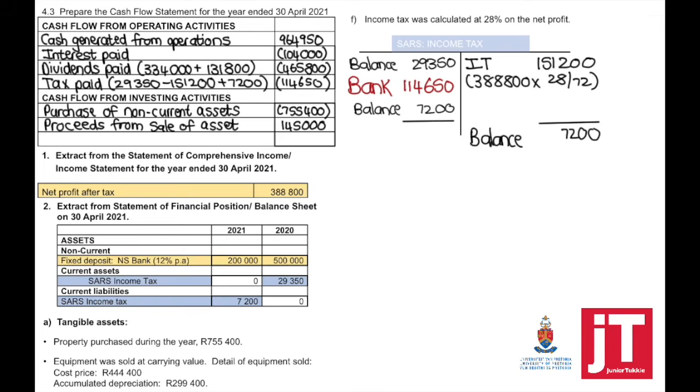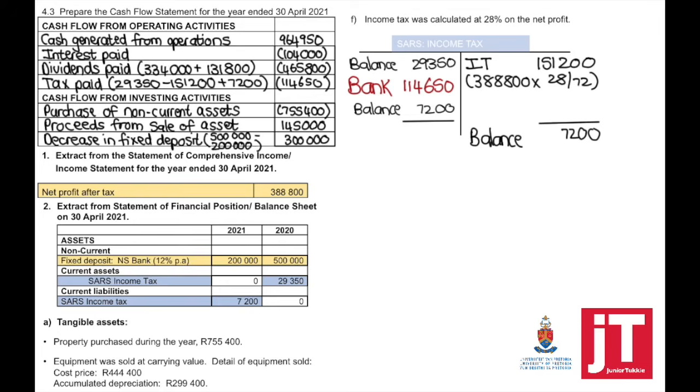If we now look at cash flow from investing activity, what else forms part of that activity? Remember, we've got money available. What are our options? We can purchase non-current assets or we can invest it in a fixed deposit. But you need to remember, when we invest money into a fixed deposit, that will be an outflow of cash. But what if that fixed deposit matures? When it matures, that is an inflow.